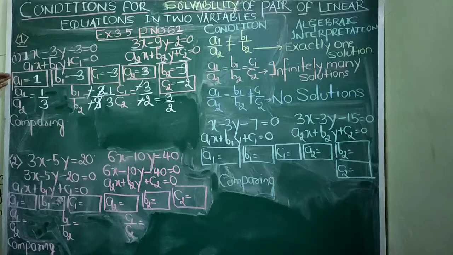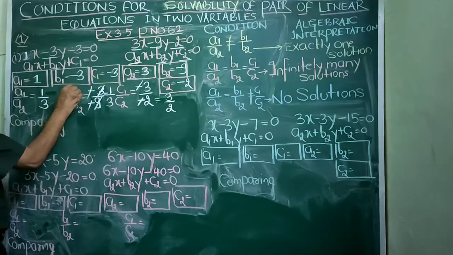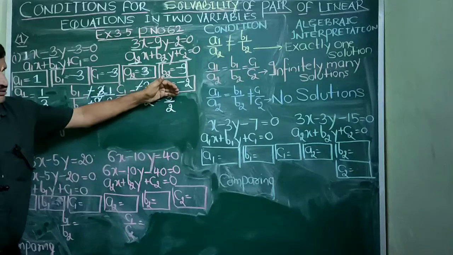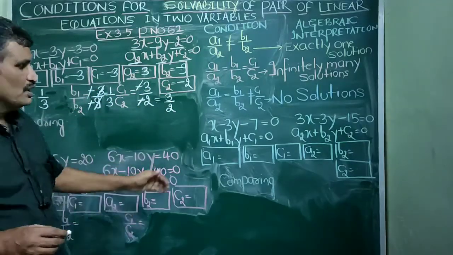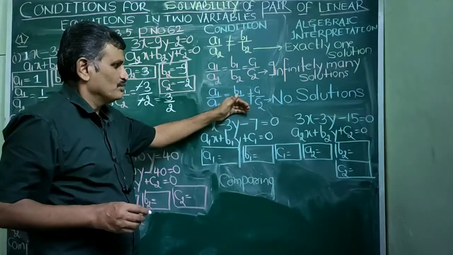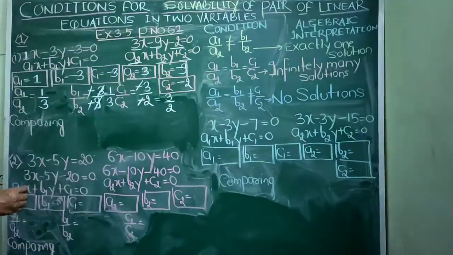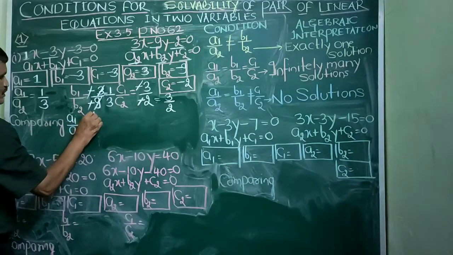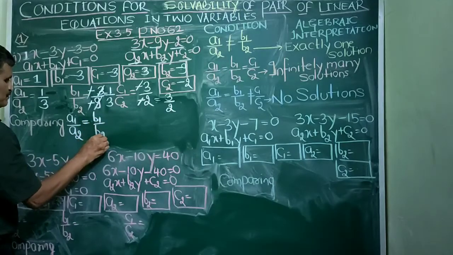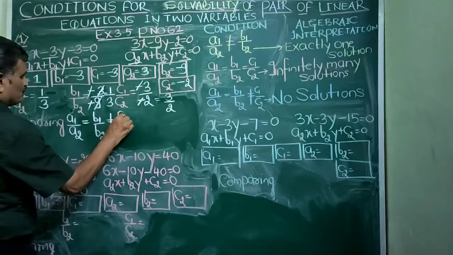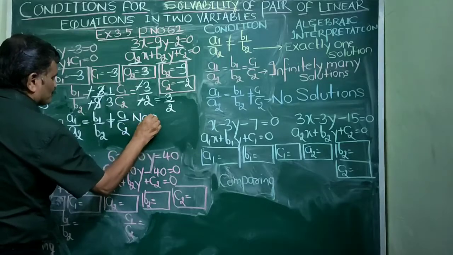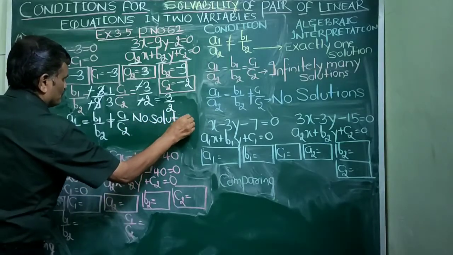Now comparing A1 by A2, B1 by B2 and C1 by C2, let us see what we get. A1 by A2 is 1 by 3, B1 by B2 is 1 by 3, but C1 by C2 is 3 by 2. That means A1 by A2 is equal to B1 by B2, but it is not equal to C1 by C2, and therefore the result is that it has no solution.